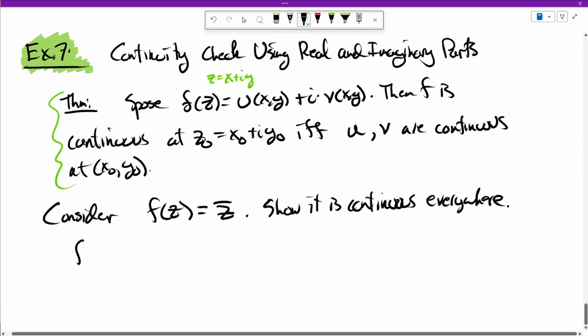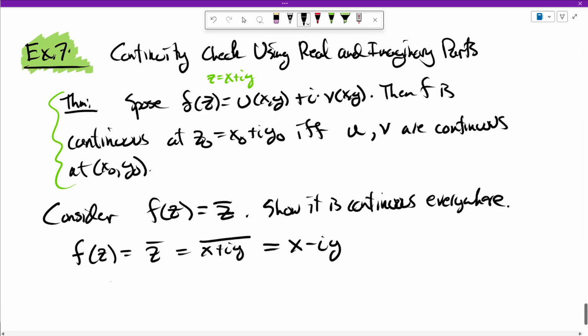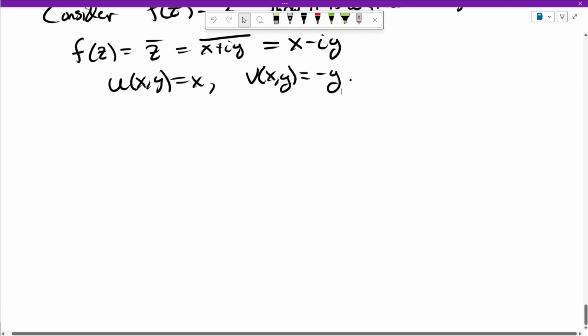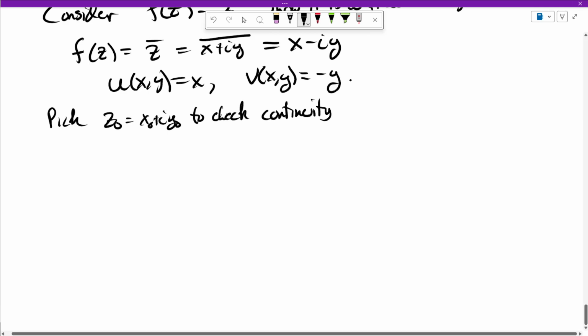So we first observe that if we were to write z as x plus iy, then this conjugate function is x minus iy. So in particular, if we set u of xy to be x and v of xy to be negative y, then that's the real and that's the imaginary part. So now let's pick some z naught to check continuity at. Continuity is checked pointwise.